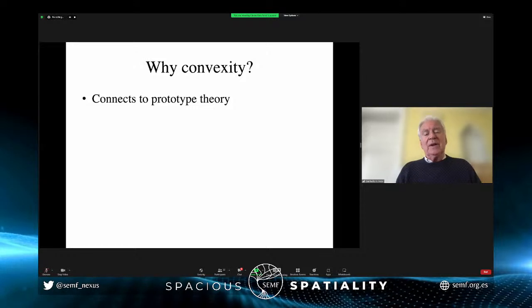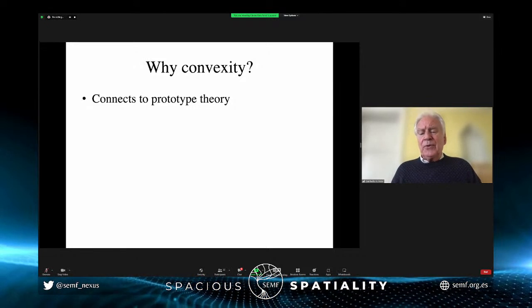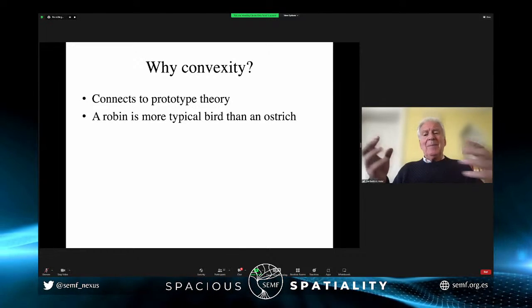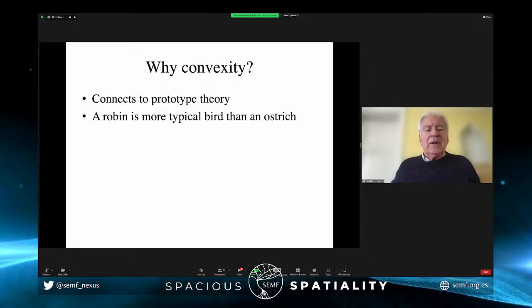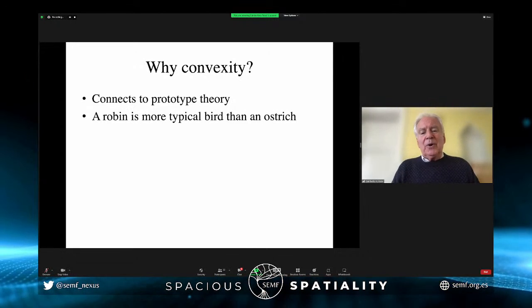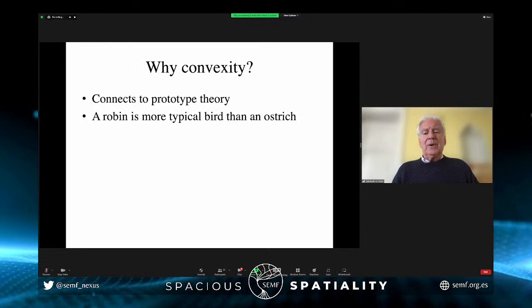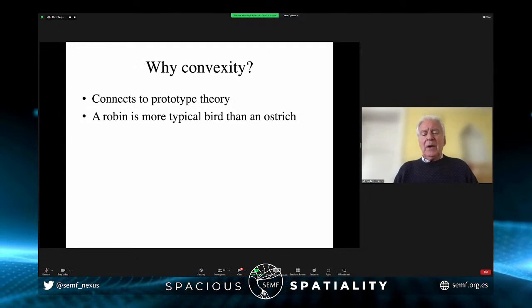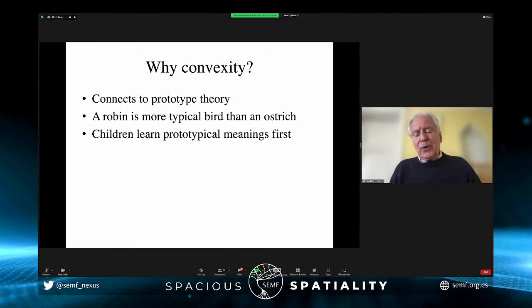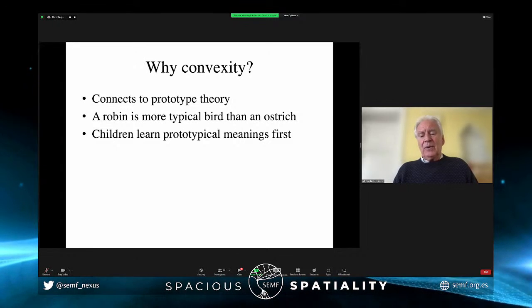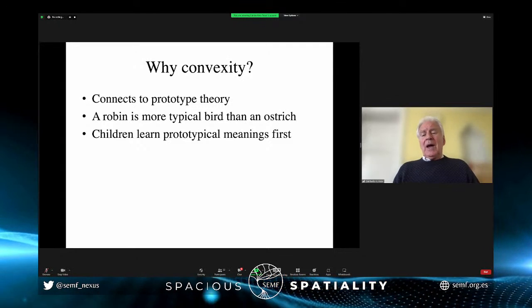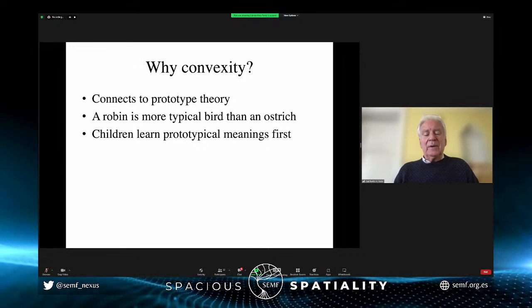One reason why this is interesting, it connects to prototype theory in psychology. Prototype theory was developed by Eleanor Rosch in the early 1970s, and it says that there are more or less typical elements of a category. One example is that a robin is a more typical bird than an ostrich. An orange is a more typical fruit than a durian, or a grape or whatever. Eleanor Rosch showed that for lots of categories, we can find these prototypical structures. And it was also shown that when children are learning the meanings of category words, they learn the prototypical meanings first. So for fruit, they would learn apple, banana, orange before they learn the more exotic fruits.